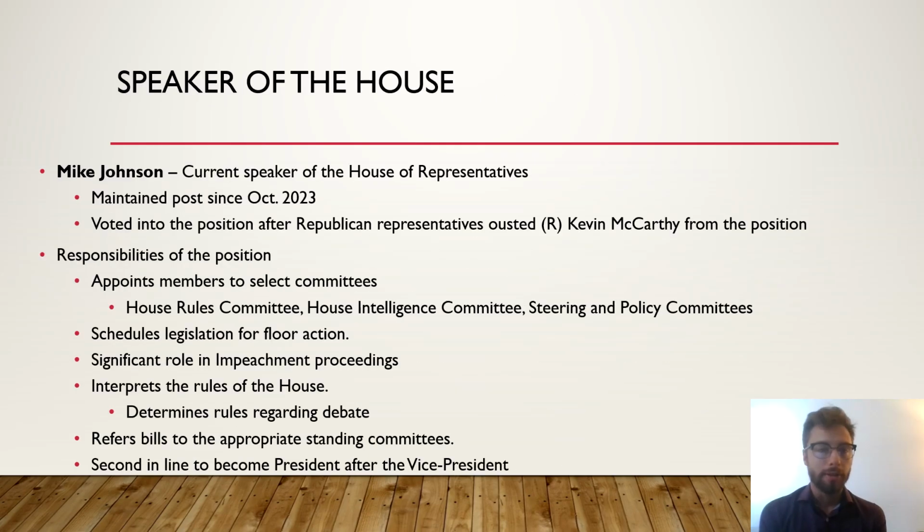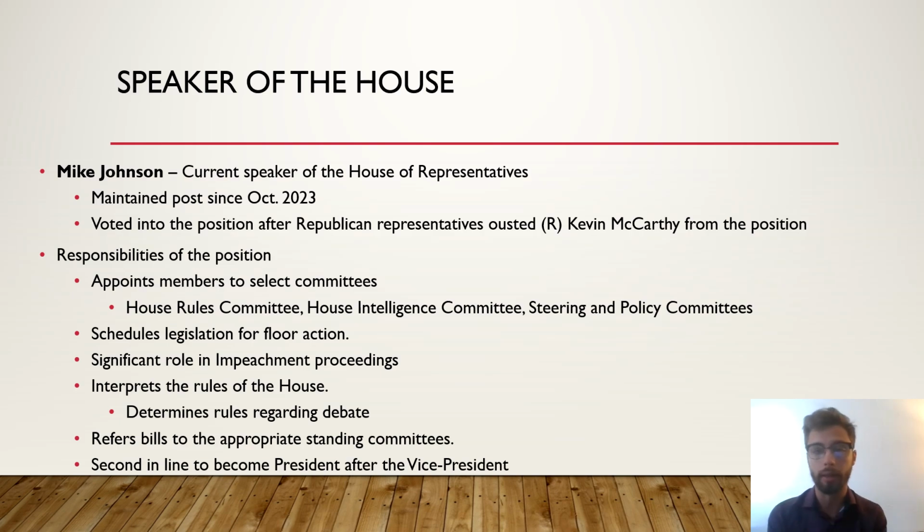And now we'll examine the Speaker of the House. So Mike Johnson is the current Speaker of the House of Representatives. He's maintained this position since October 2023. I know, I just said we determine the representatives for the majority positions within the House of Representatives every election year. October 2023, that is not an election year, not fitting with an election cycle.